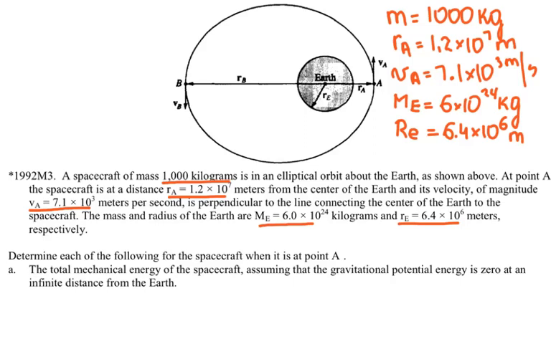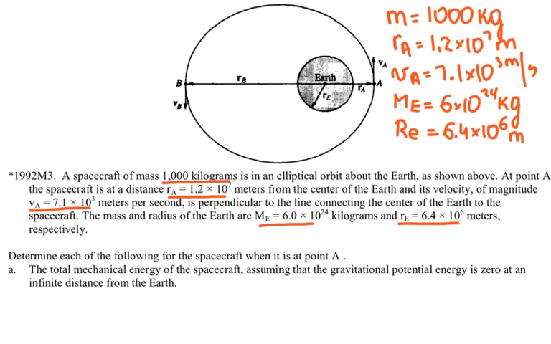This is AP Physics B 1992 exam questions, free response question. A spacecraft of mass 1,000 kilograms is in an elliptical orbit about the Earth as shown above.